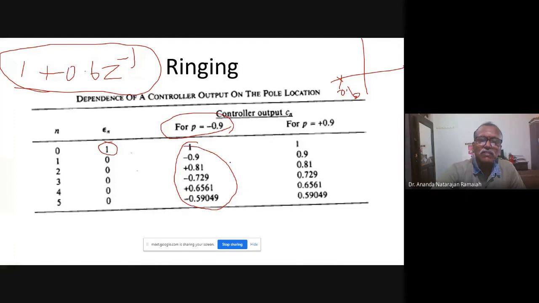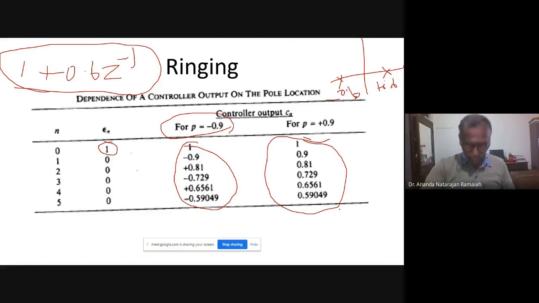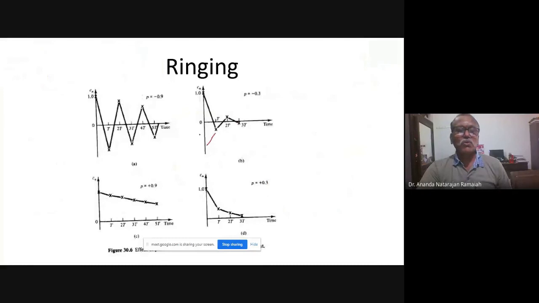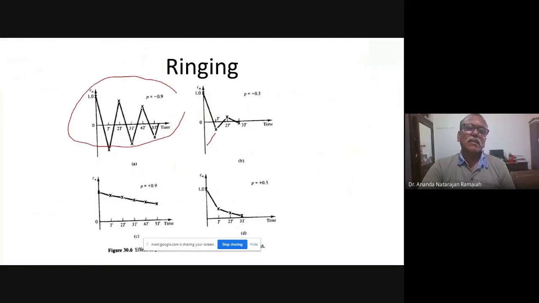That's why it oscillates. On the other hand, if you select 0.6 on the positive side, plus 0.6, then you get no oscillations. Both are stable controllers, but here the controller output is not oscillating, and there it is oscillating. That's why this is not acceptable. So if the controller has negative side poles, then it oscillates. Even if it is a smaller pole, it oscillates, but it quickly damps out. But anyhow, oscillation is there.